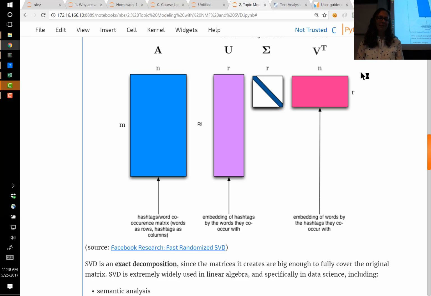Oh, sorry. I see what you're saying. Sorry, the Facebook example was different. By hashtag, I mean document. Okay, so let me say it one time with documents. Sorry about that. Okay, purple is words by topics. Pink is topics by post.